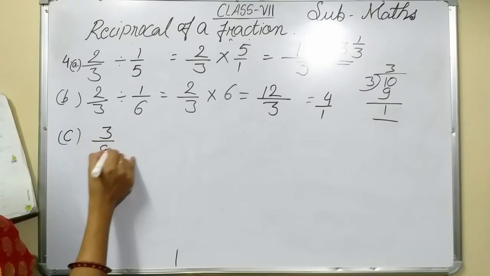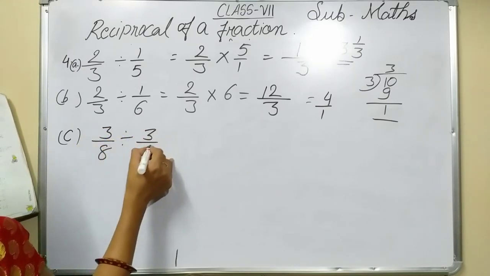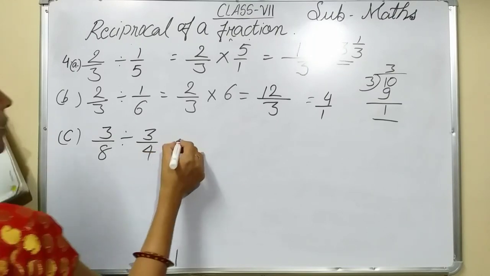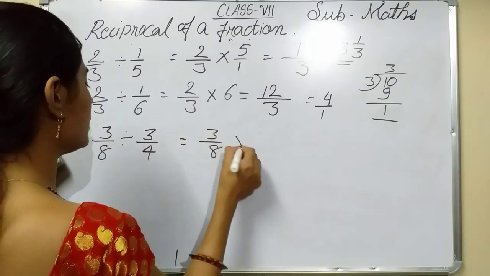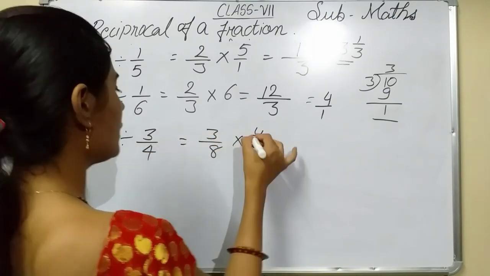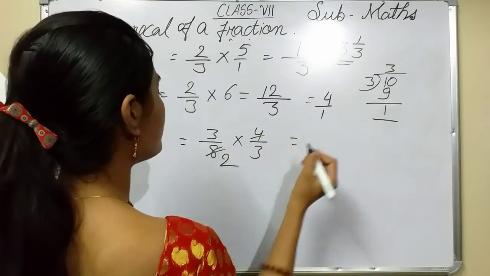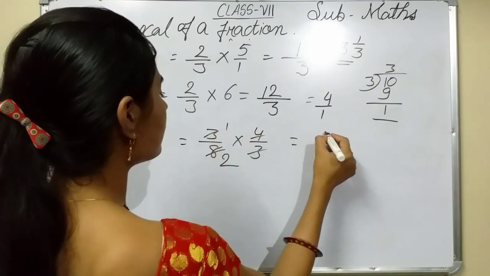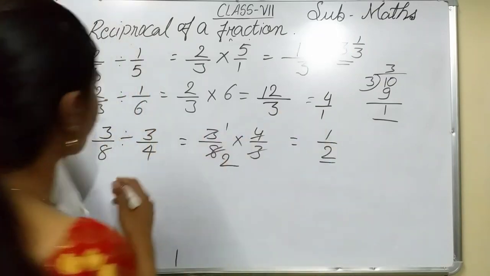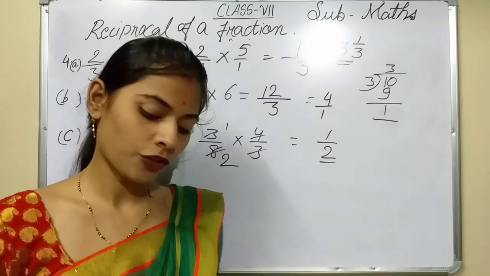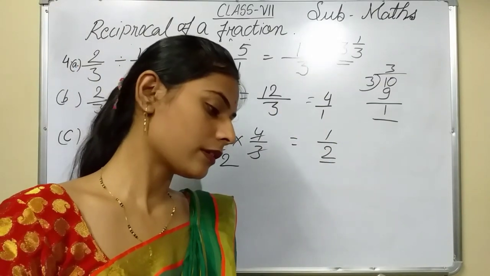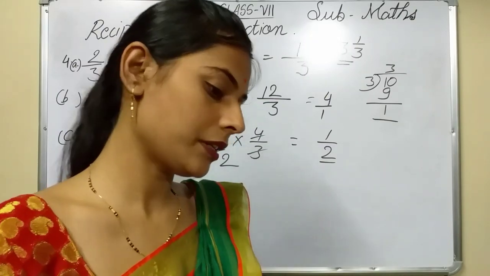3 by 8 divided by 3 by 4. 3 by 8 multiply by 4 by 3. This 4 2s are 8. Here you will get 3 divided by 3, 1 by 2. See, the next questions you do yourself: D, E, F, G and H.